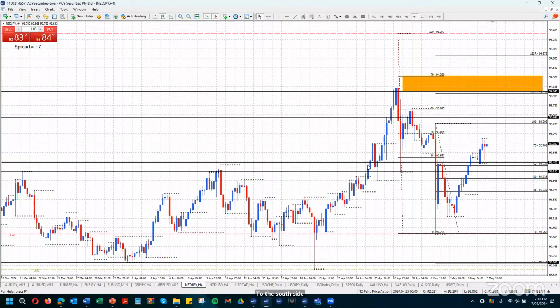You've already missed about the best area to get long. It would have been on Friday down here at the 79% level of that range. But that's already gone. So now we're kind of in the middle of the range. I don't like this small range here, but yes, that range could hold.